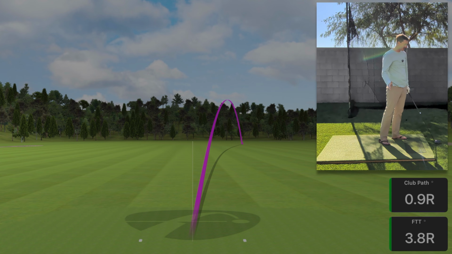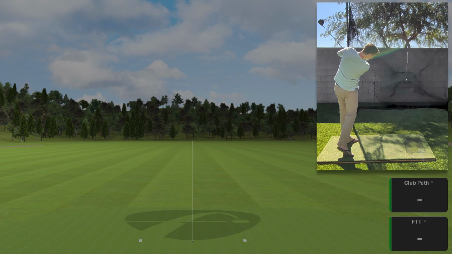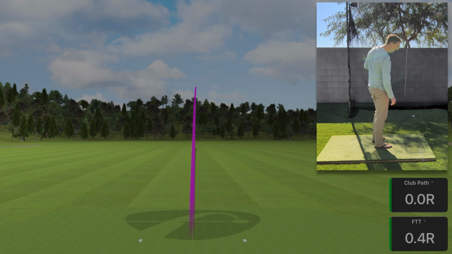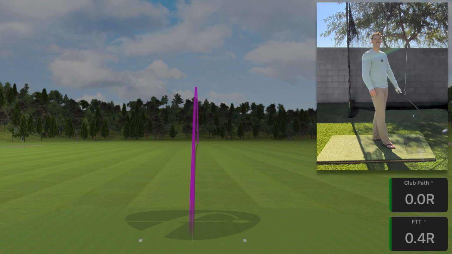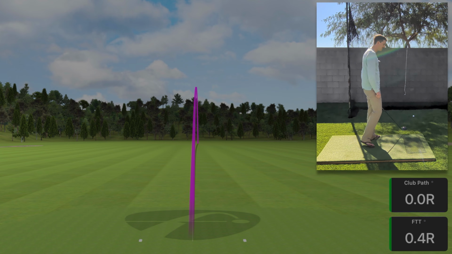Okay, 0.9 right. That means it was out to in. That's pretty good. My club face was open, so that felt pretty good. Boom! 0 degrees on the club path. That's pretty sweet. I'm 0.4 on face to target. That's a straight drive. You'll love to see it.